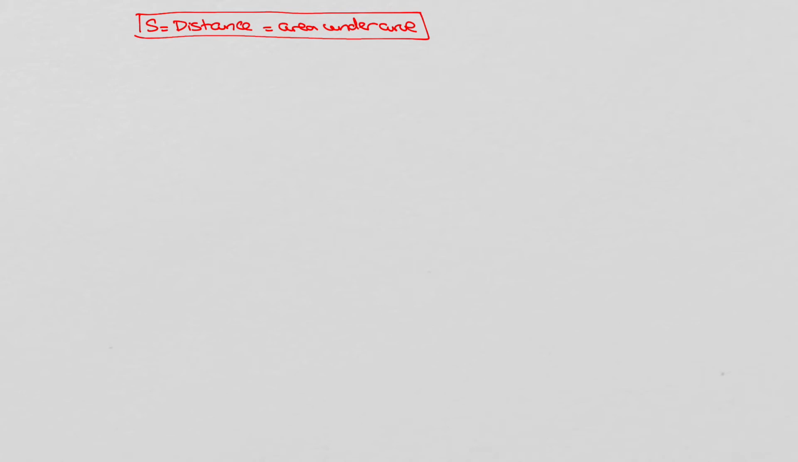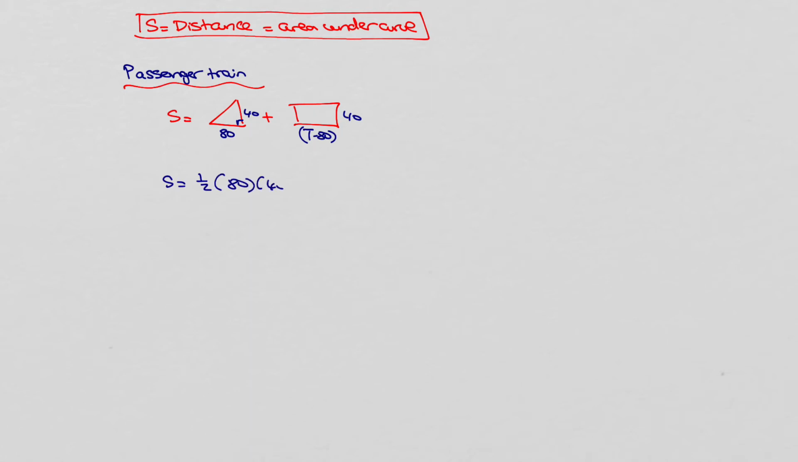So for S1, our passenger train, we know that the area under the curve is going to equal the triangle plus the rectangle. And the base of the triangle we've worked out is 80 and the height is 40. The base of the rectangle is going to be t minus 80 and the height is 40. So to get the distance travelled, we get the area of a triangle, which is half the base by the perpendicular height, and we get the area of the rectangle, which is length by width. So in other words, S1 is equal to 1,600 plus 40t minus 3,200. So S1 is equal to 40t minus 1,600.